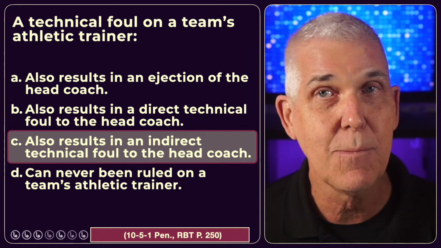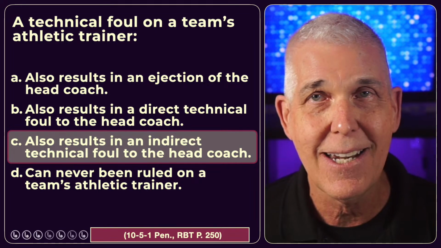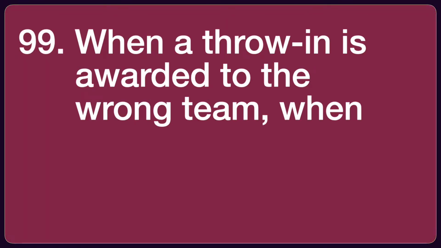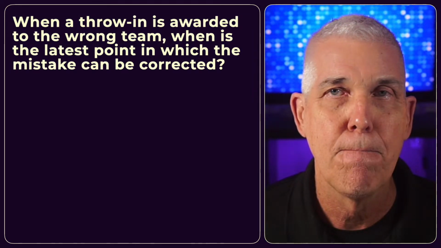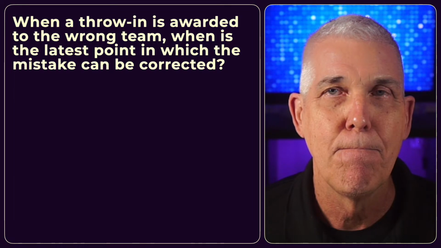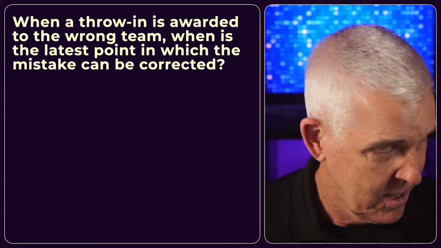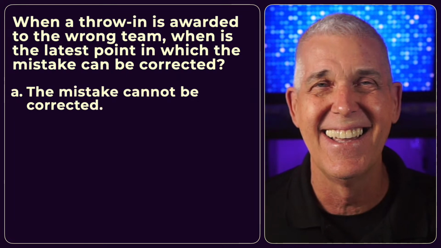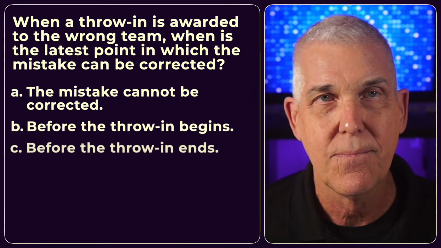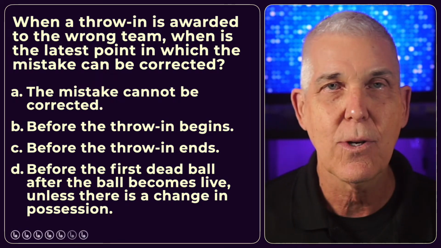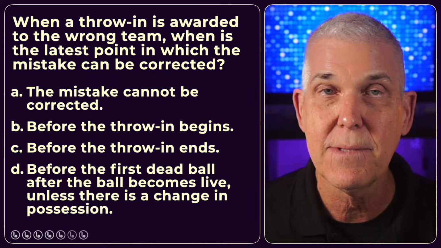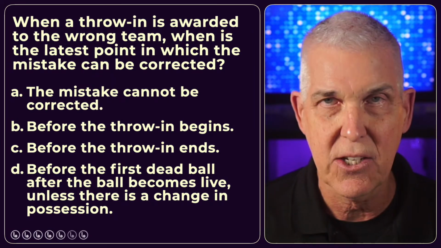All right, our penultimate question for this session, number 99. Let's go. When a throw-in is awarded to the wrong team, when is the latest point at which the mistake can be corrected? A, the mistake cannot be corrected. B, before the throw-in begins. C, before the throw-in ends. Or D, before the first dead ball after the ball becomes live, unless there is a change of possession.